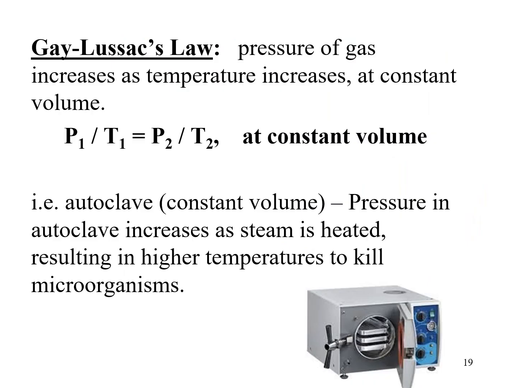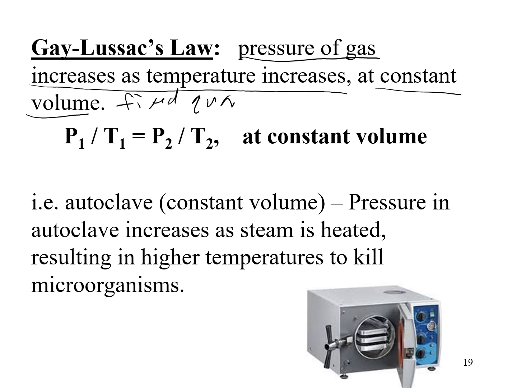Joseph Gay-Lussac developed Gay-Lussac's law, which states the pressure of a gas increases as temperature increases. And this occurs at constant volume, and we could say at a fixed quantity of a gas, which would be our N. The formula is P1 divided by T1 is equal to P2 over T2. And again, the P1 and T1 are your initial pressure and temperature, and your P2, T2 are your final pressure and temperature.